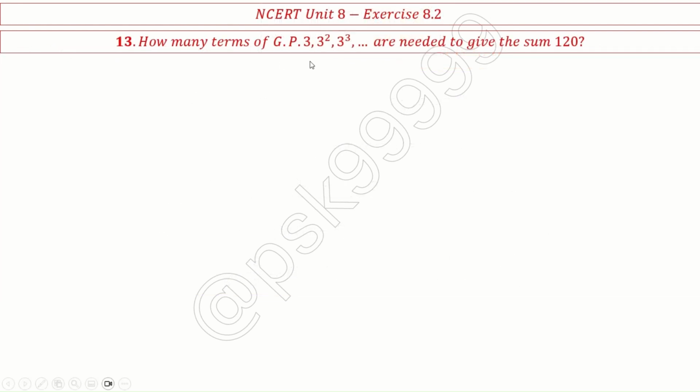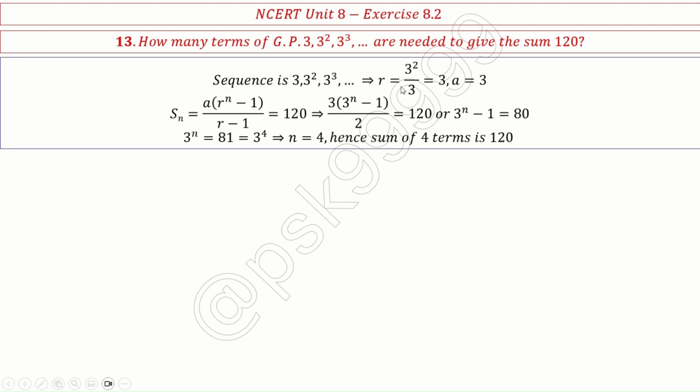How many terms of GP 3, 3 square, 3 cube are required to give a sum of 120? So basically sum is given. First term is given, common ratio is given, you just need to find n. So substitute in the equation Sn equal to a into r to the power of n minus 1 divided by r minus 1. You have all the information, you just need to solve the equation.